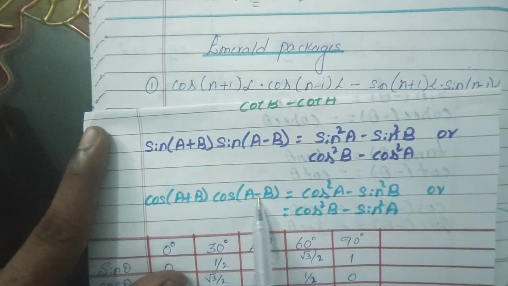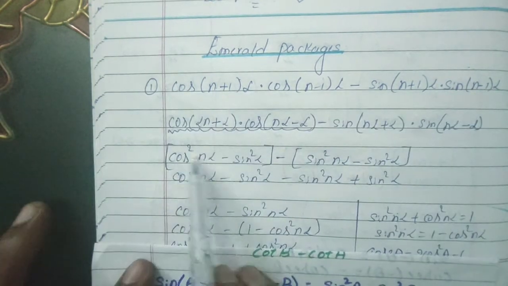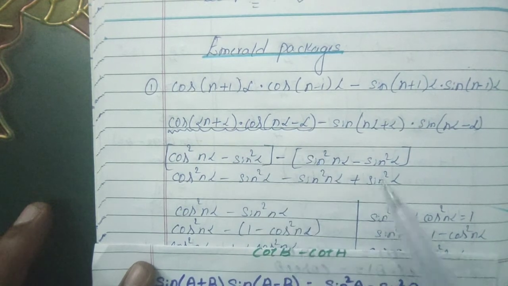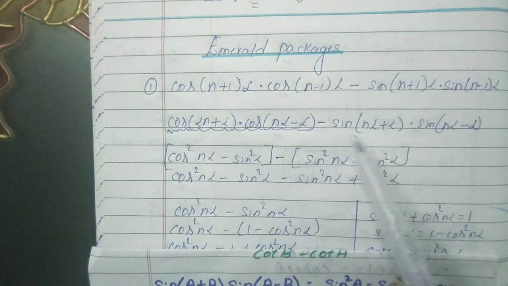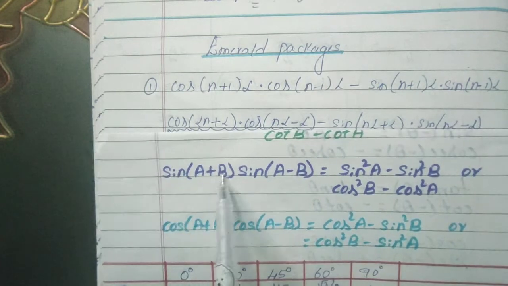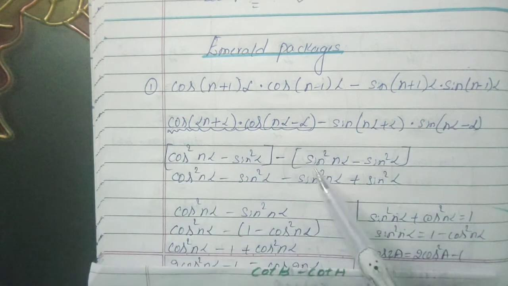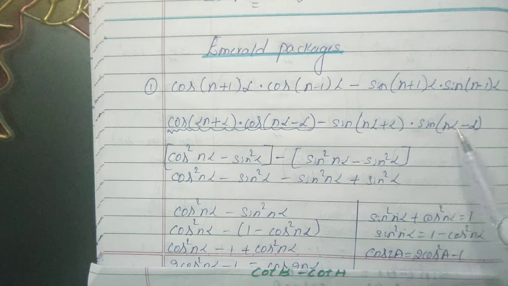Cos(a+b) cos(a−b) is what? Cos square a minus sin square b. So cos square n alpha minus sin square alpha, where b is alpha. Minus again sin(a+b) into sin(a−b). See this formula, sin(a+b) sin(a−b), what? Sin square a minus sin square b. That I am using. Sin square a is n alpha, minus sin square b, sin square alpha. Just I am using the formula.